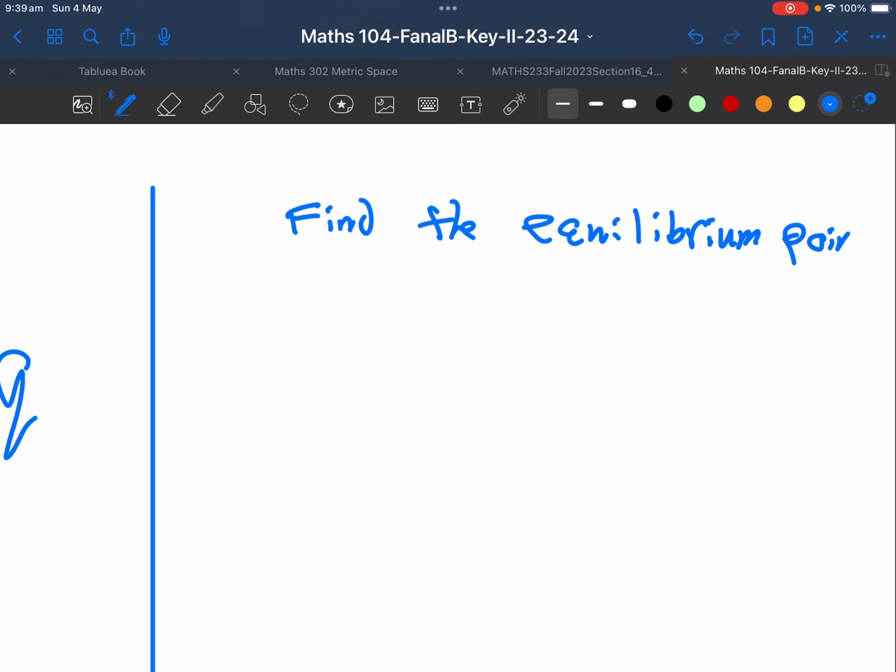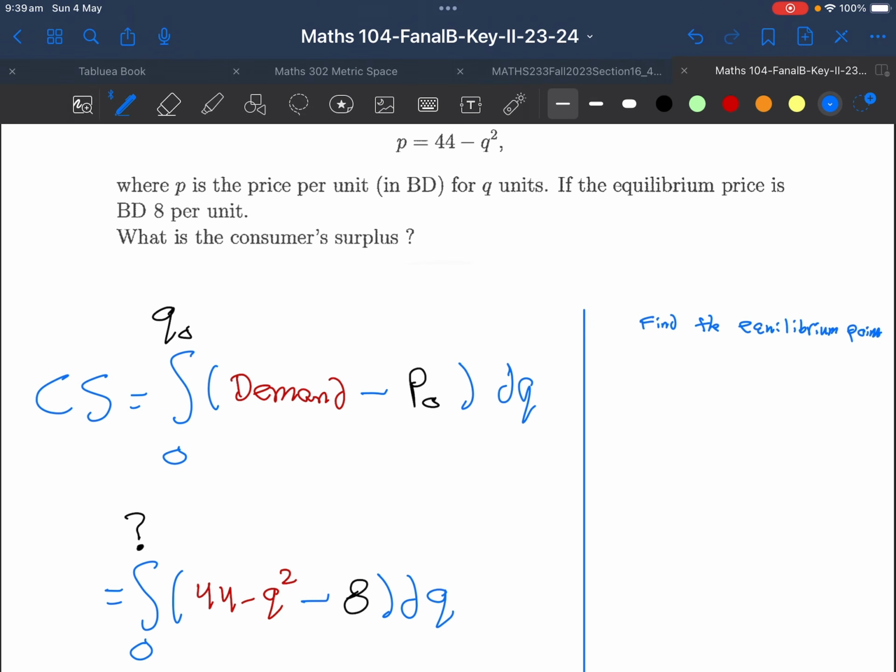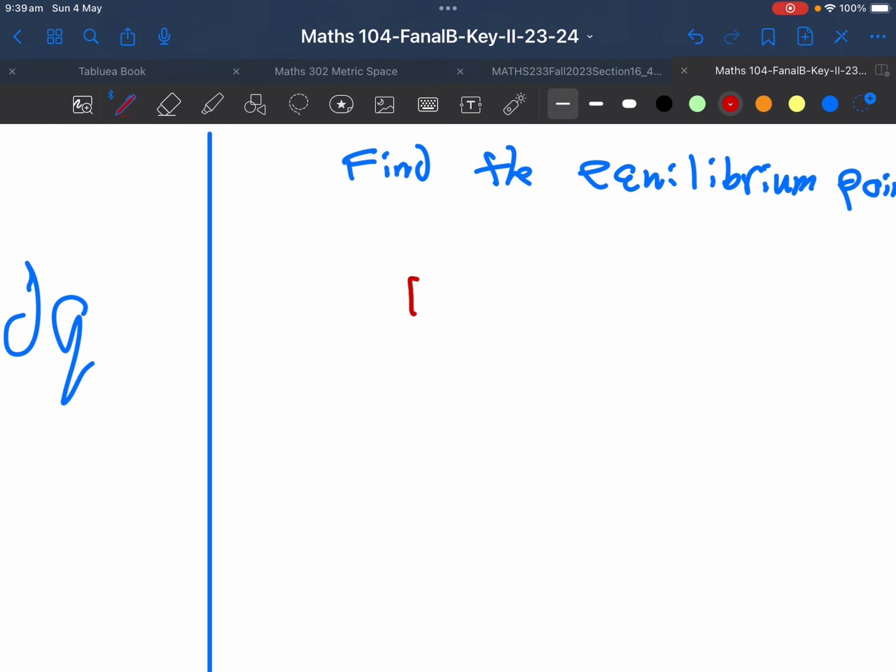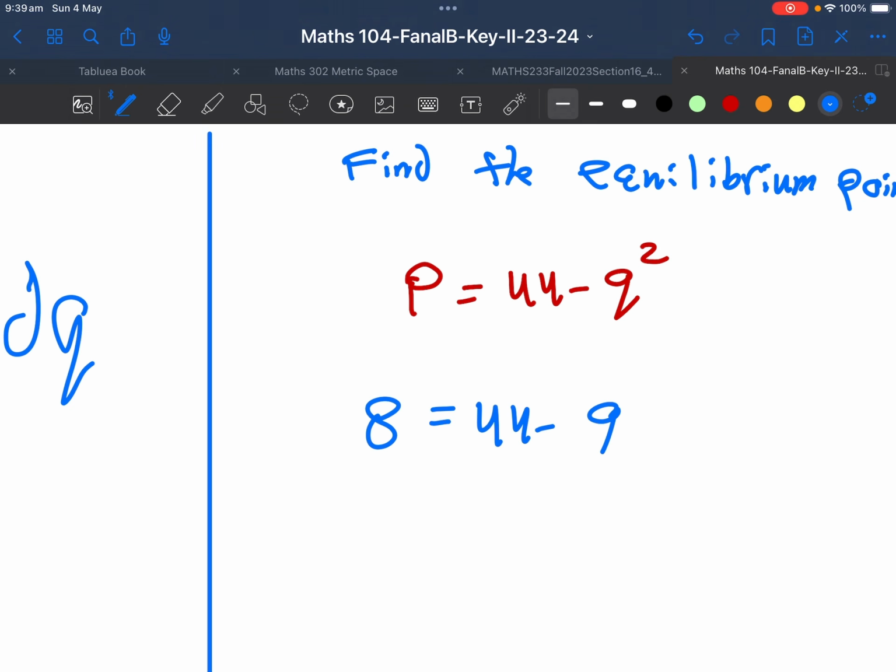Remember, in order to find the equilibrium point, which will consist of Q0, P0, we need to set the demand equal to supply. But in this question, we don't have the demand and supply. We just have the demand. But luckily, I have extra information, which means the price is equal to 8. Now, if you have the price equal to 8, you can find exactly what you need. Remember, the price is 44 minus q squared. So 8 equals 44 minus q squared.